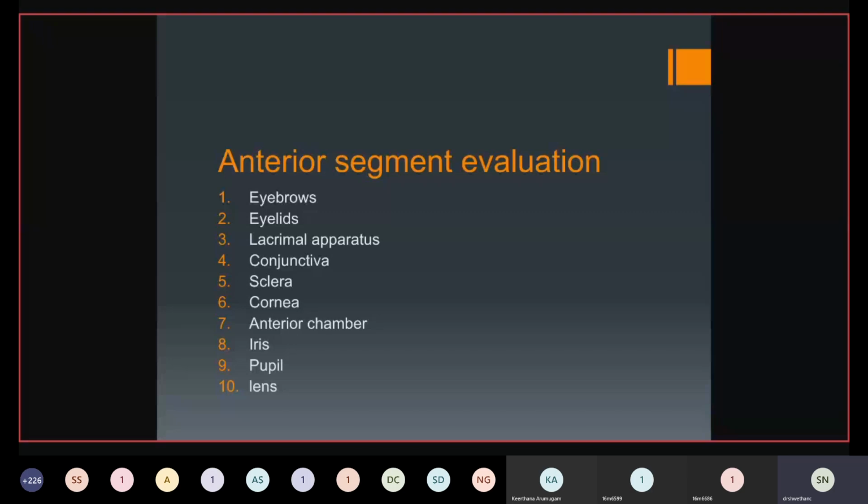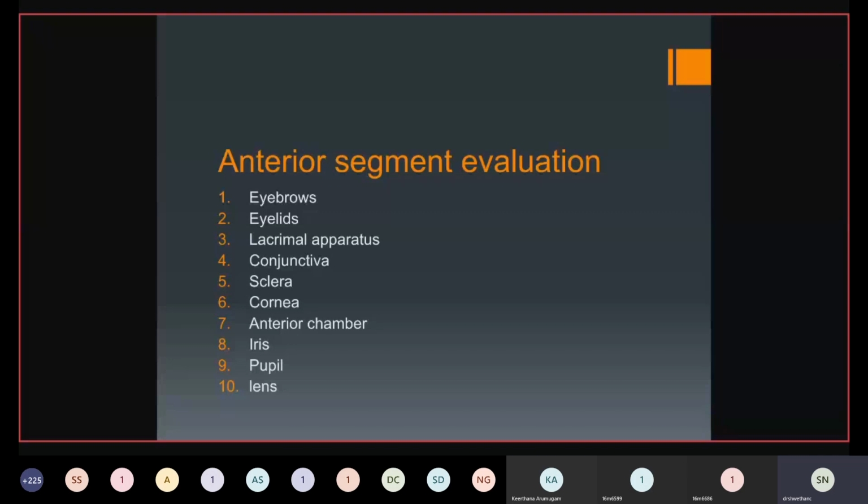And see if there's any deposits on the endothelium layer, that is called keratic precipitates. So if you see any deposits, you have to see if there's any ongoing inflammation in the eye. If it is old KP, which suggests that it was an old uveitic condition, then you don't have to worry. If it's active, you'll have to treat uveitis first and then plan surgery. Anterior chamber, again, look for any inflammatory reaction in the anterior chamber. Then examine the iris, see if the iris pattern is normal or not.